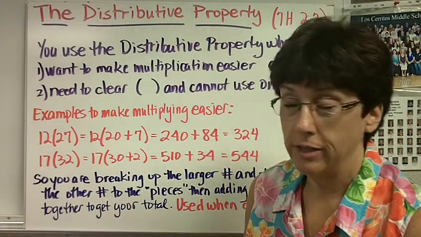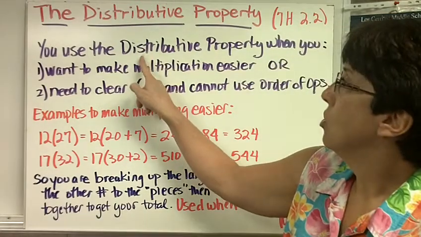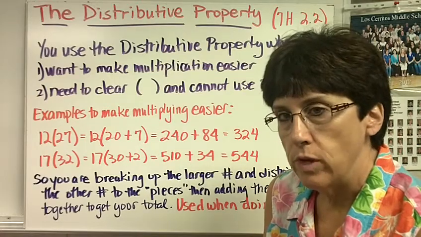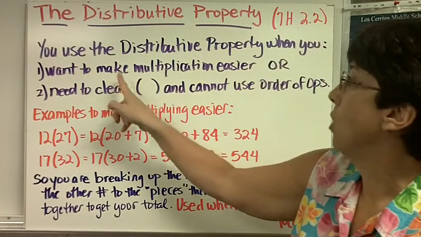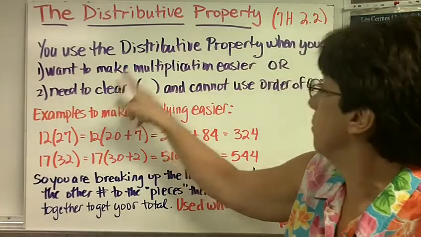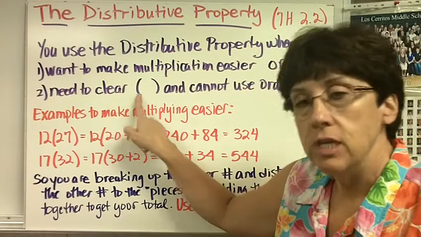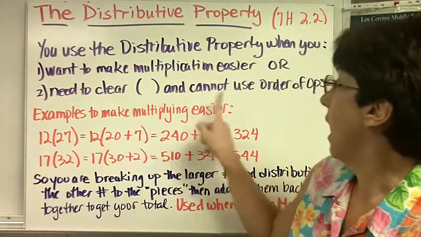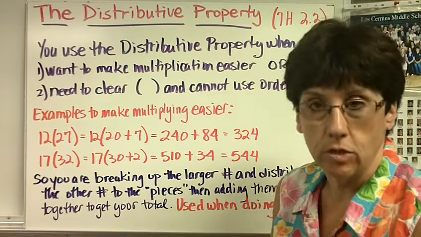The distributive property. You use the distributive property when you either want to make multiplication easier, or you need to clear the parentheses and you cannot use order of operations.